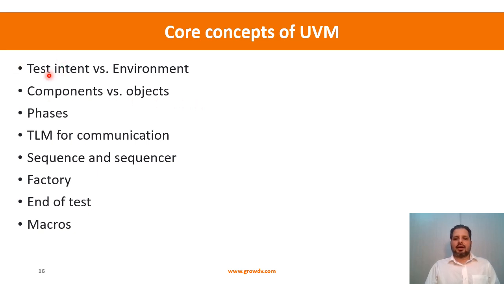So how do you separate test intent from environment? If you remember the UVM test bench diagram, the test was instancing the environment, and then it was separately running the sequences, right? If you remember that block diagram, what that means is whatever the test wants to accomplish is separated out from what the environment does. So that way, the environment remains a separate thing.